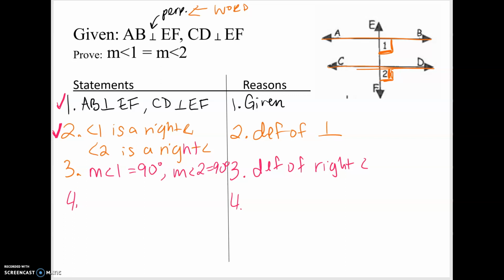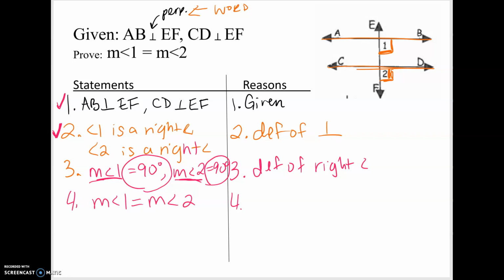Okay, so now I need to look at statement number 3. What do you notice about both pieces in statement number 3? Okay, so hopefully you see that both of them are equal to our 90 degrees. Remember, if they share something, then we can write a statement from what's left over. So the measure of angle 1 equals the measure of angle 2. And we just need to figure out why.